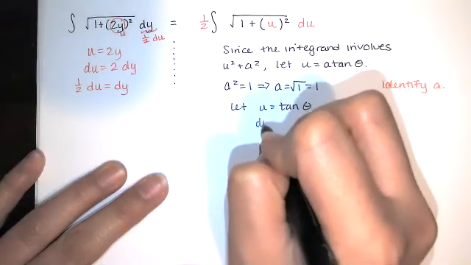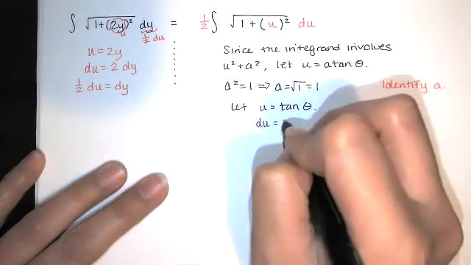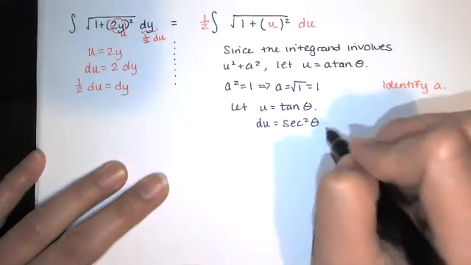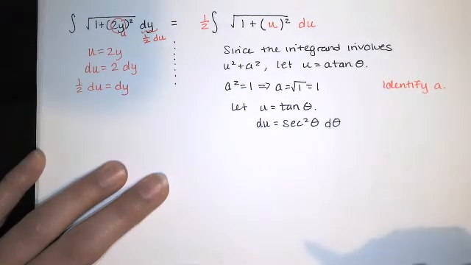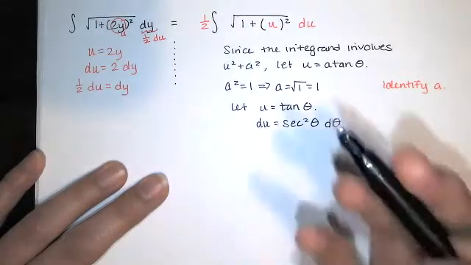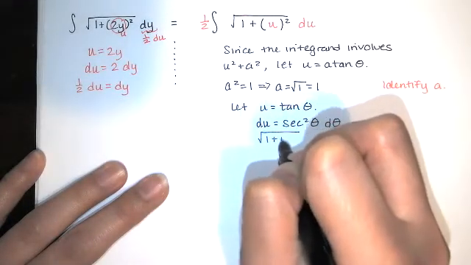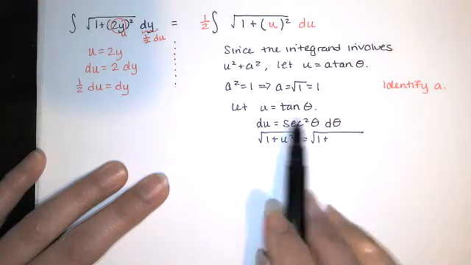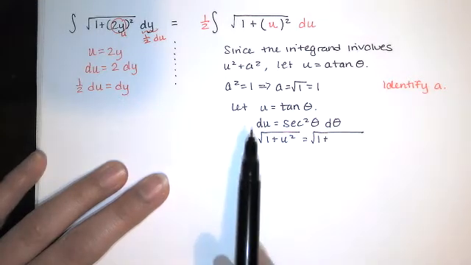Then we compute du in terms of theta. The derivative of tangent of theta is secant squared of theta. So du is that derivative times d theta. Don't forget your d theta. And then this square root is something we also want to simplify. The square root simplifies nicely when you make this trig substitution. That's why we use trig substitution.